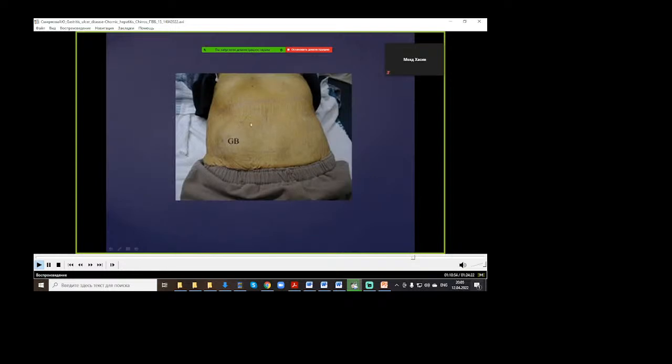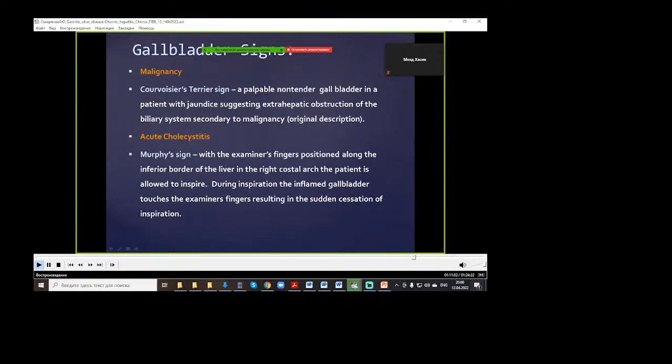This is an enlarged gallbladder. Normally we can't palpate and we can't observe the gallbladder, but if we can palpate it in a patient with jaundice, this symptom is called Courvoisier-Terrier symptom, and this is the symptom of malignancy of gallbladder.